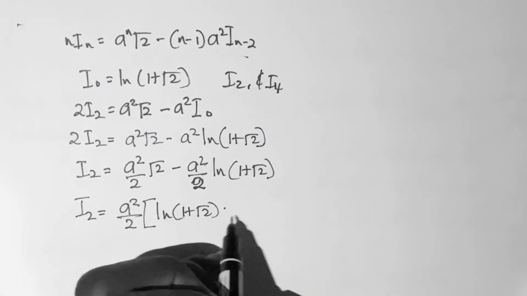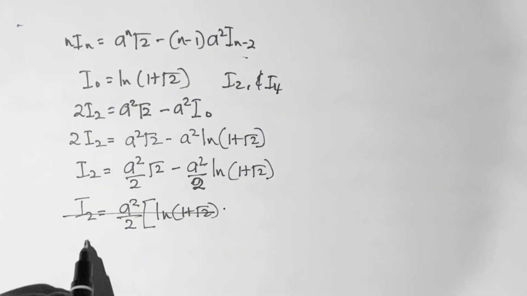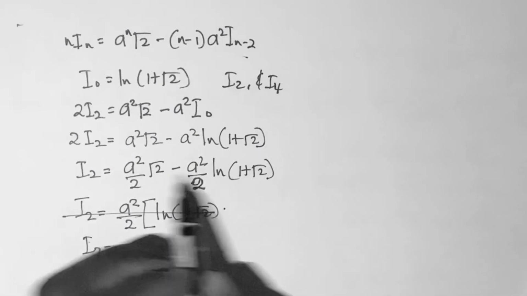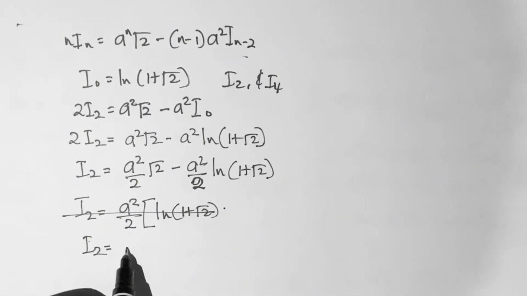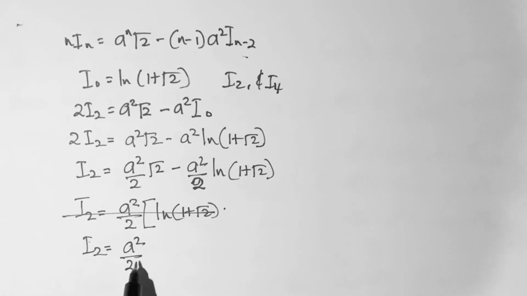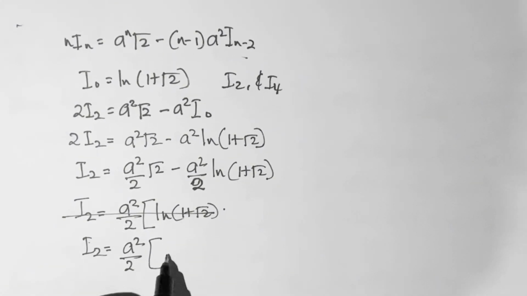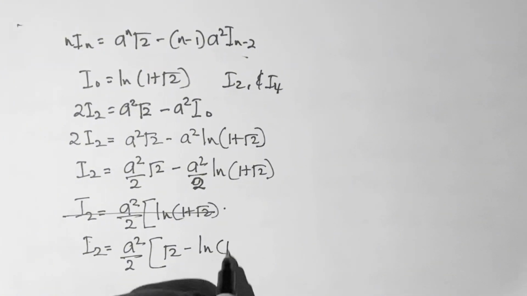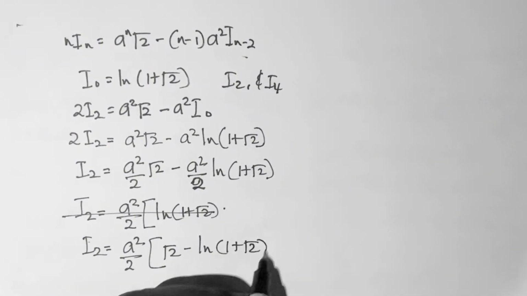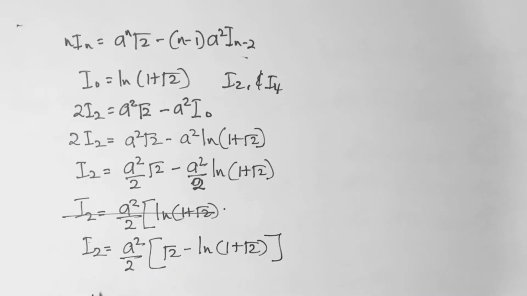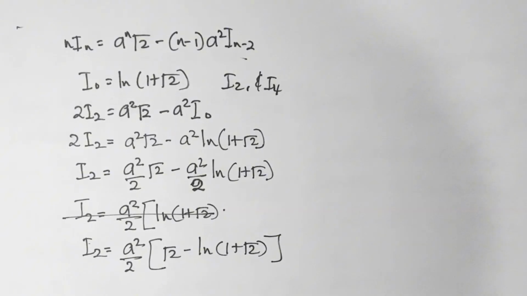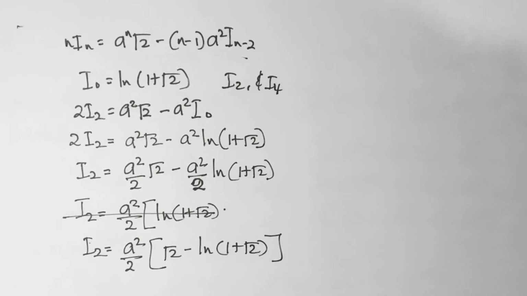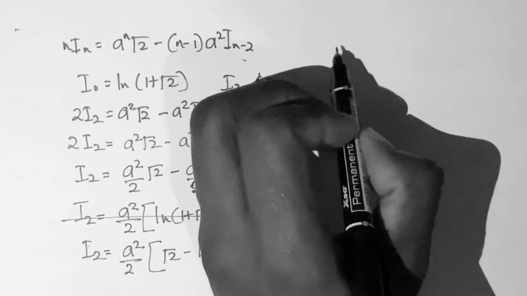So I of 2 is equal to a squared over 2, then bracket square root of 2 minus natural log of bracket 1 plus root 2. So if you punch this on a calculator, it will give you a certain constant times a squared. Now let's find I of 4.